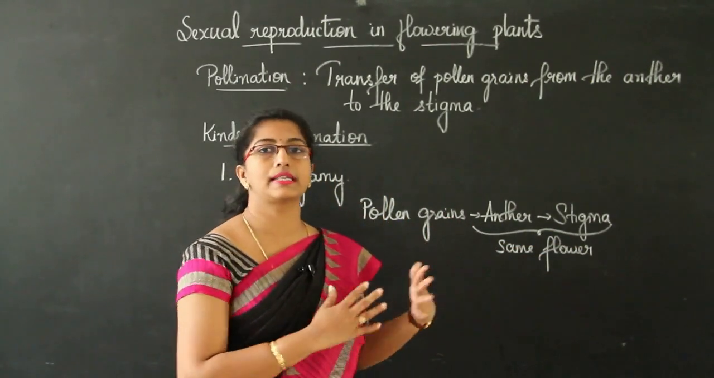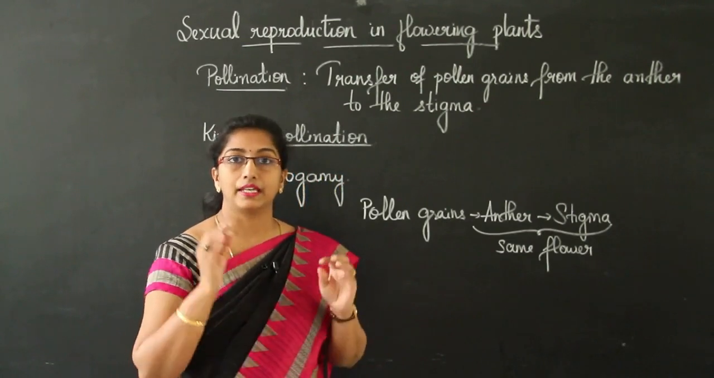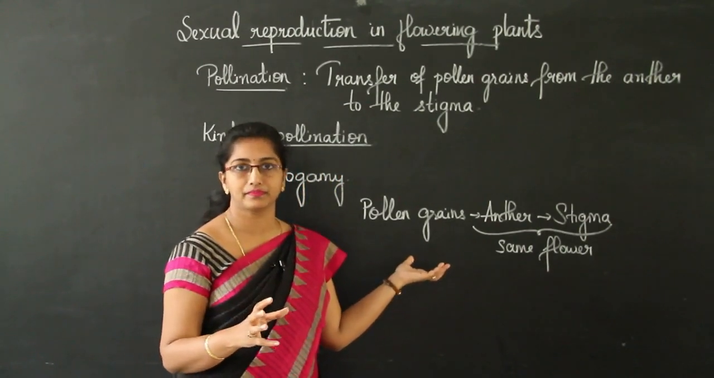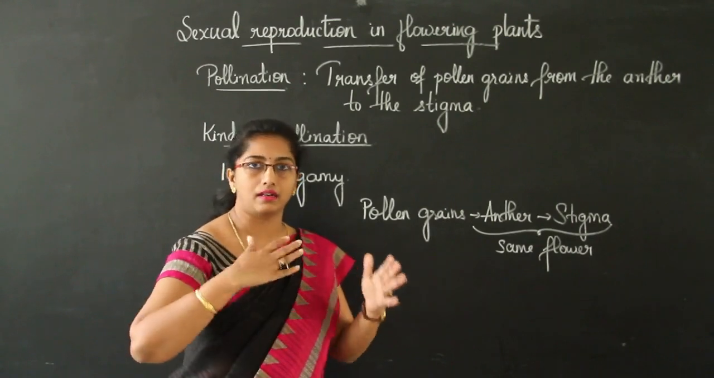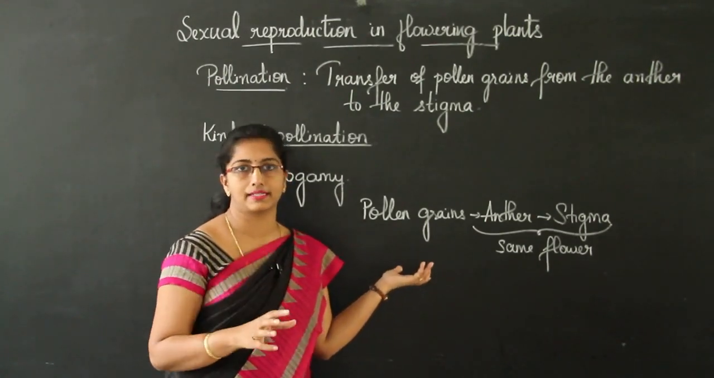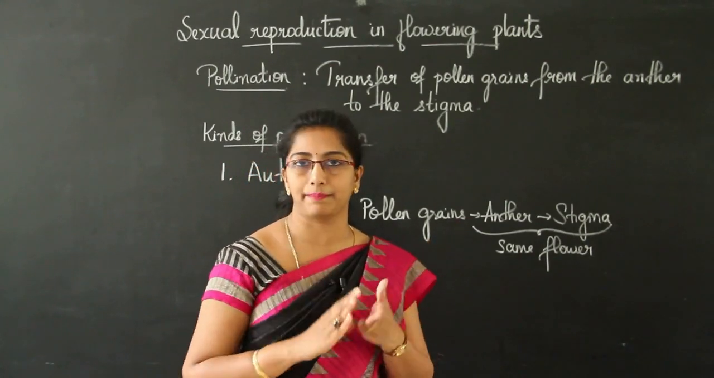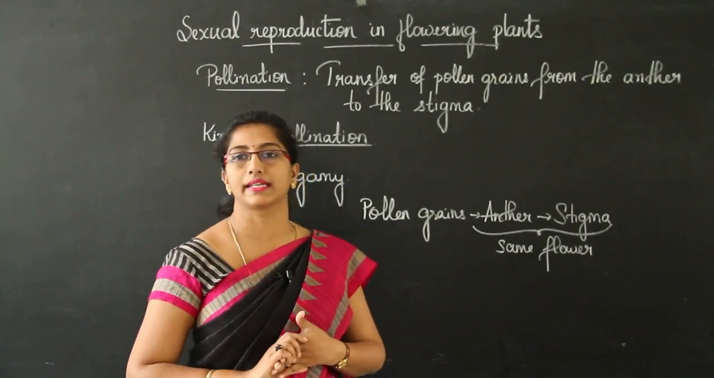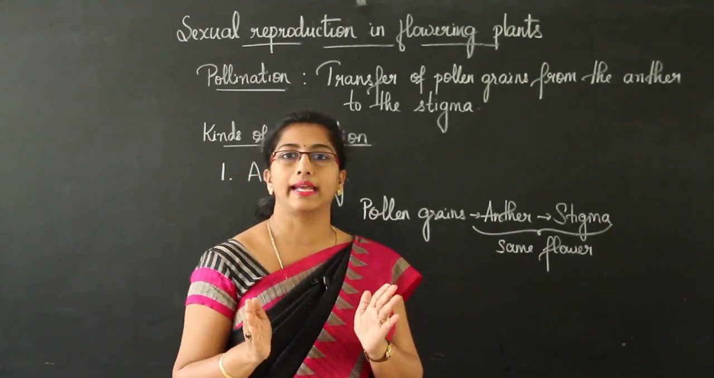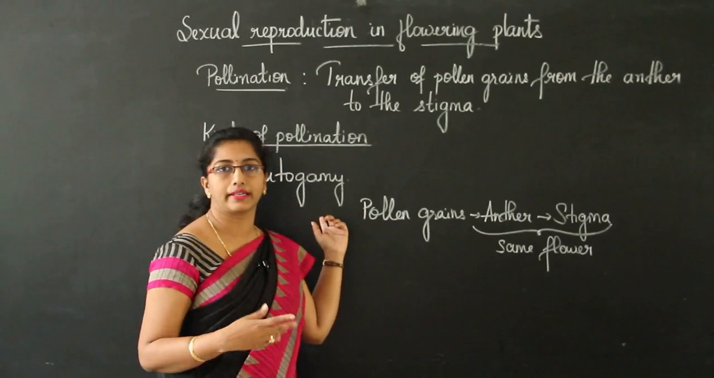Now, this happens in a bisexual flower, and many plants produce bisexual flowers. But if autogamy has to happen in a bisexual flower, there are some criteria. Just because the flower is bisexual, we can't say that autogamy is happening in the flower. For example, there should be synchrony in pollen grain release and stigma receptivity. To say this in simple words, the maturation of androecium and the maturation of gynoecium should take place at the same time. If that happens, then autogamy can happen.